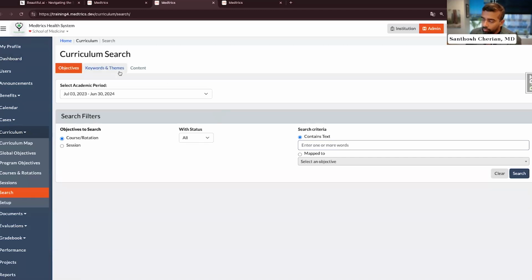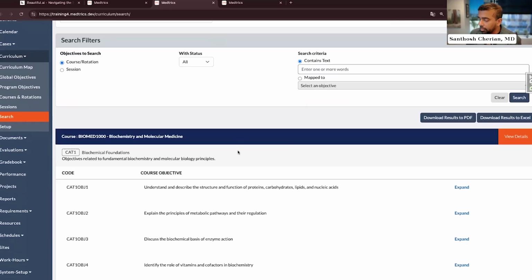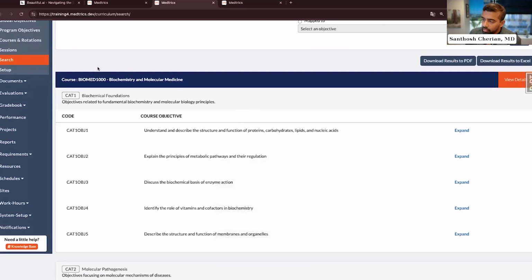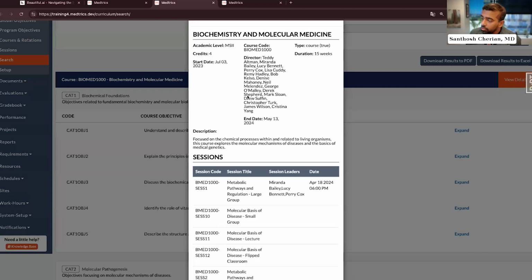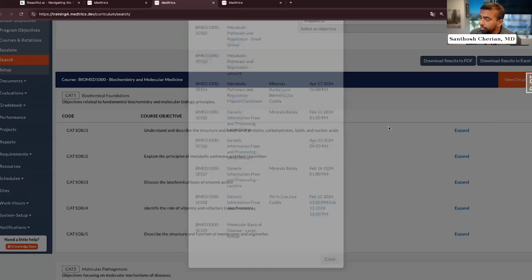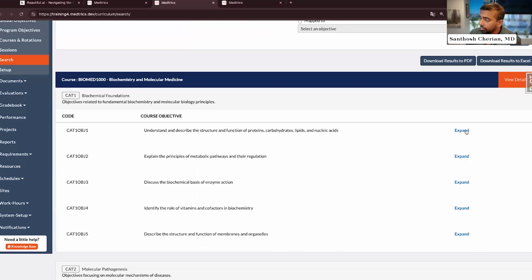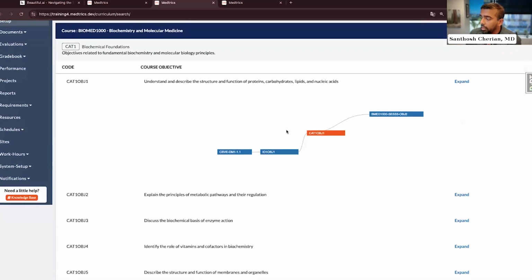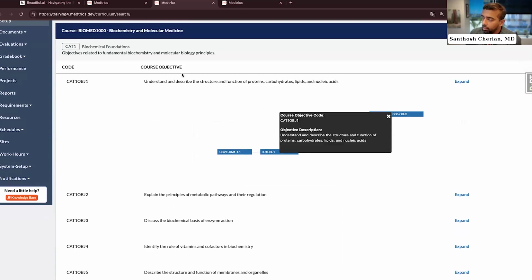So here, if I go to the curriculum search, I can see right away that I have 2 academic years worth of curriculum in the system. I'm going to go back to 2023 to 2024, and I can search for something in here. If I just click search, it's going to bring me all of the course objectives. I can see my biochemistry and molecular medicine course up here. I want to click on it. I can see more details about this course, including all the different sessions that are part of it. More importantly, once I get down here, I can click one of these objectives and see how it connects to the curriculum. So this is the course objective.